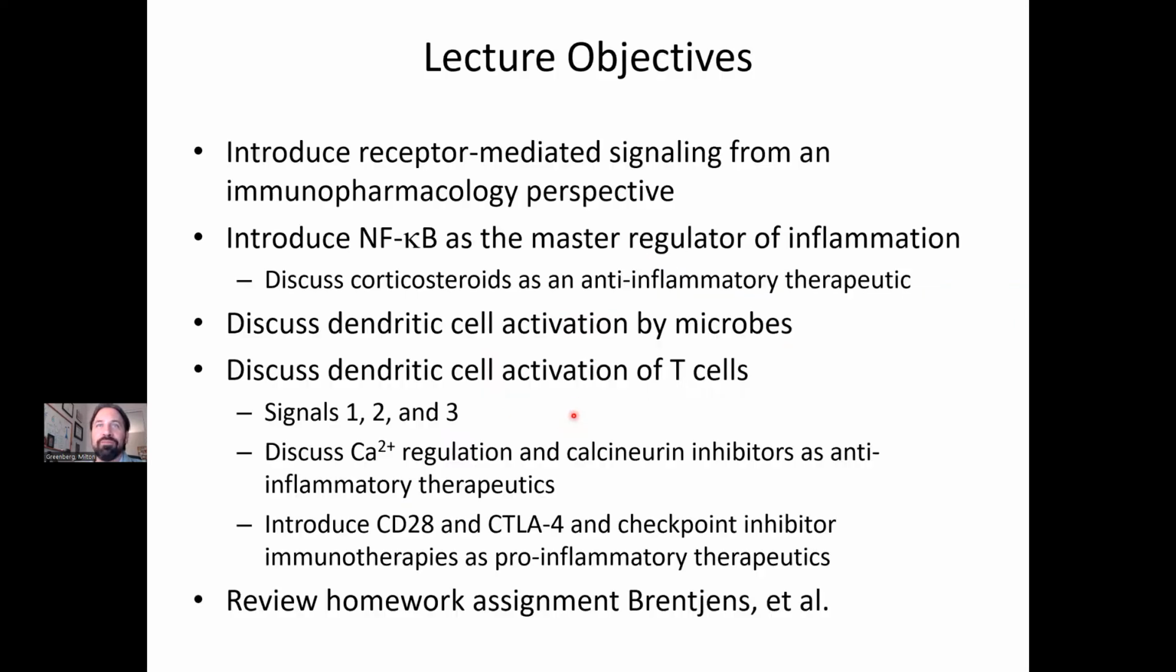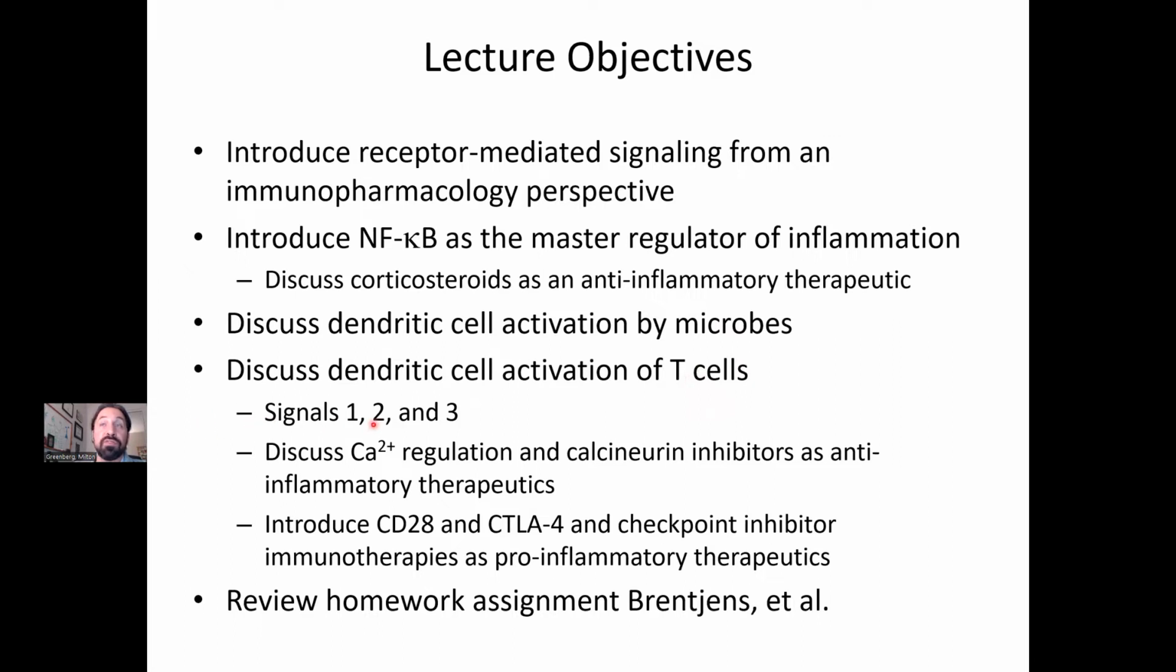I'm Milton Greenberg. We will introduce receptor-mediated signaling from an immunopharmacology perspective, introducing NF-kappa B, nuclear factor kappa B, as a master regulator of inflammation, and discuss corticosteroids as a class of drugs to interrupt NF-kappa B signaling, inducing anti-inflammatory mechanisms. We'll also discuss dendritic cell activation by microbes and how these dendritic cells go on to activate T cells, which are the master regulator cell of the immune system.